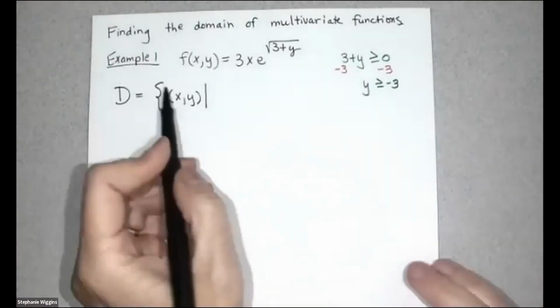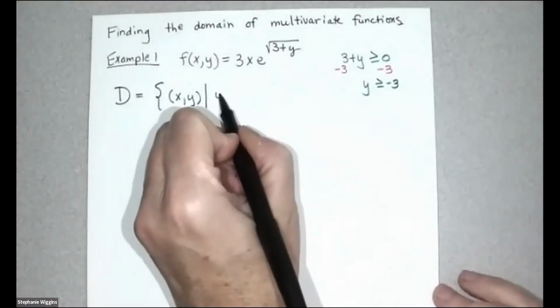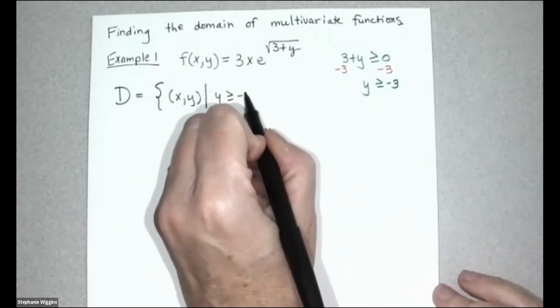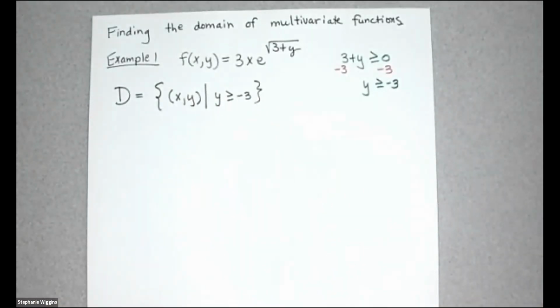So the way I write the possibilities, I have all ordered pairs such that y has to be greater than or equal to negative 3. And this perfectly describes the domain. And again, for multivariate functions, you're always going to be using this set builder notation.